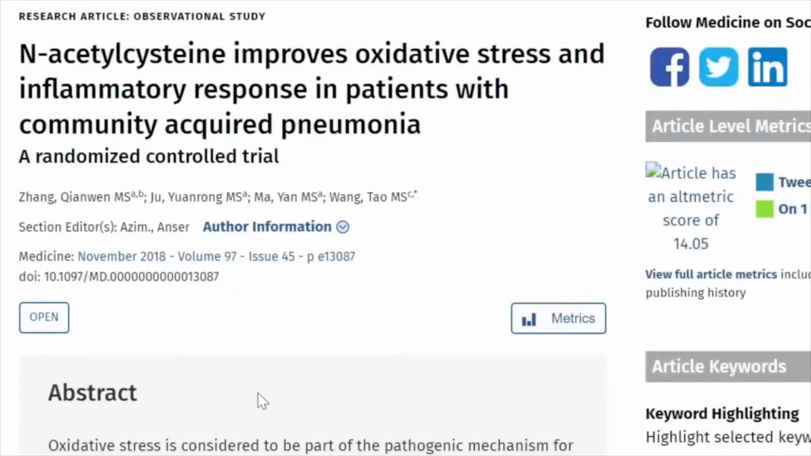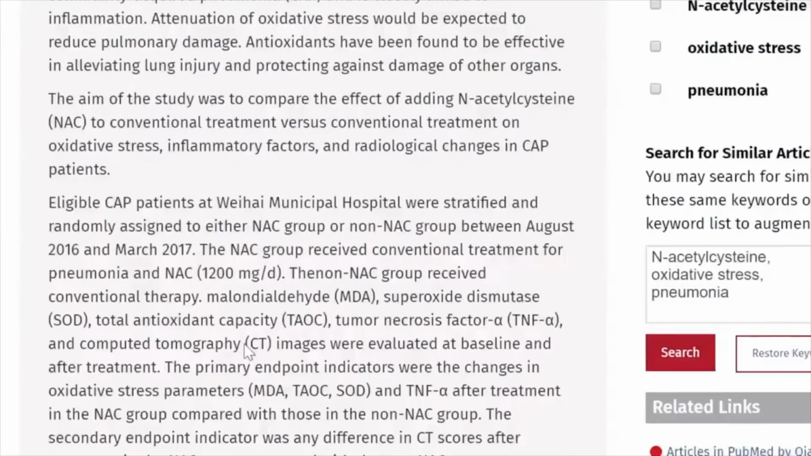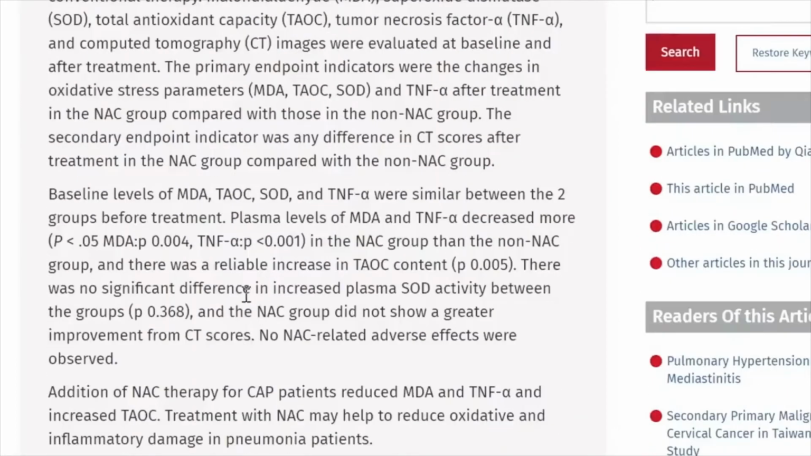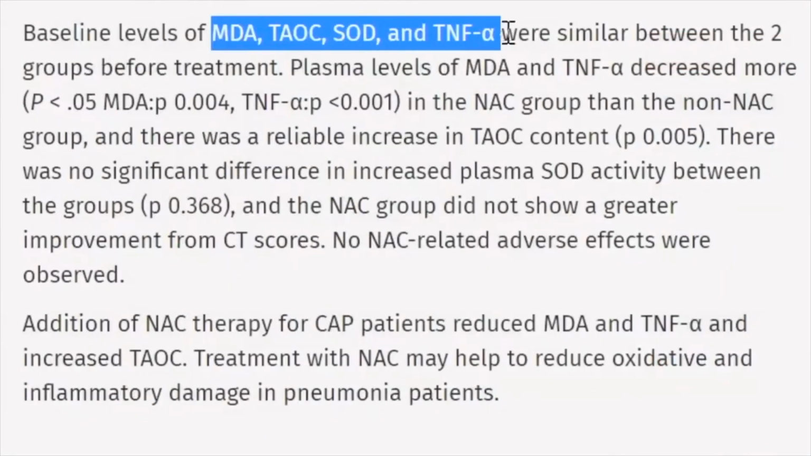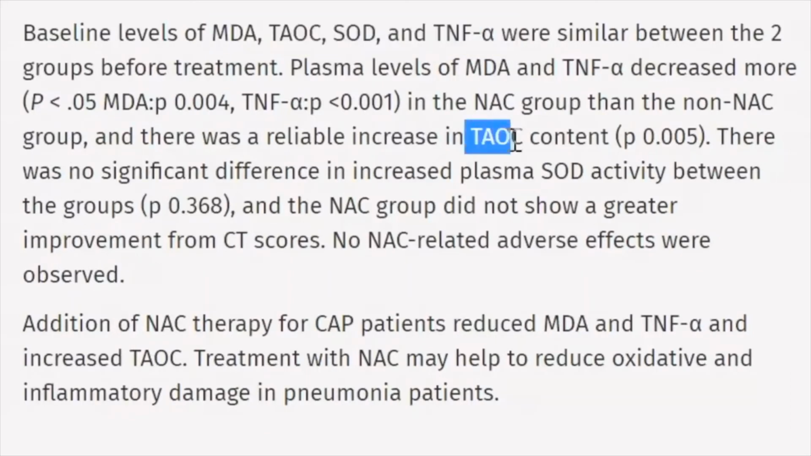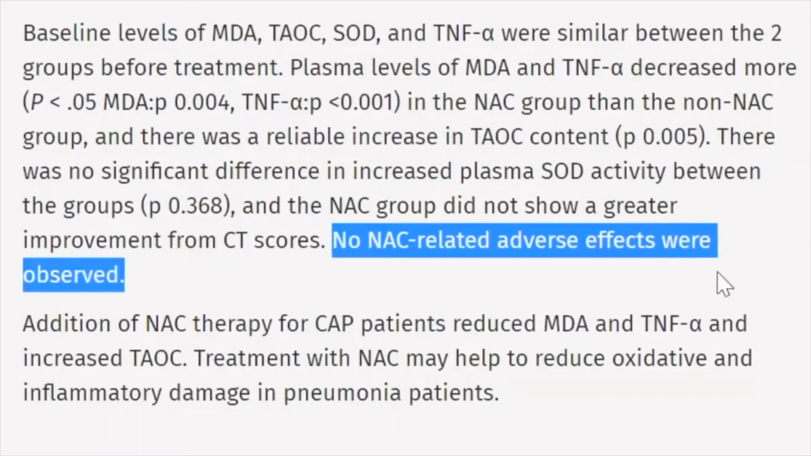Here's another article, this one published in 2018, titled N-acetylcysteine Improves Oxidative Stress and Inflammatory Response in Patients with Community-Acquired Pneumonia. What they did here was they looked for different levels of oxidative stress. And what they found were these levels of oxidative stress were similar between the two groups before treatment, but that plasma levels of MDA and tumor necrosis factor alpha decreased more in the NAC group than in the non-NAC group, including total antioxidant capacity. Again here, they said that no NAC-related adverse effects were observed.